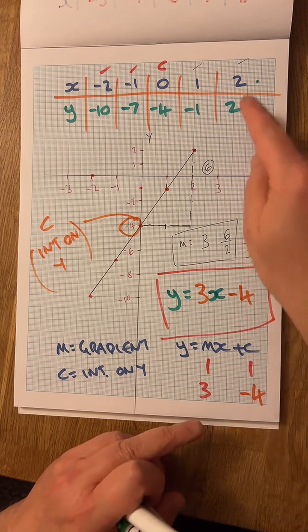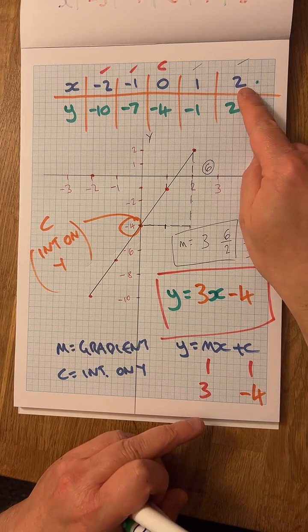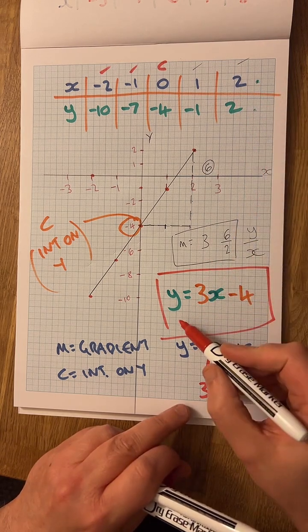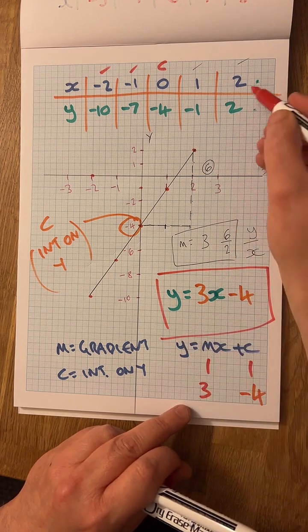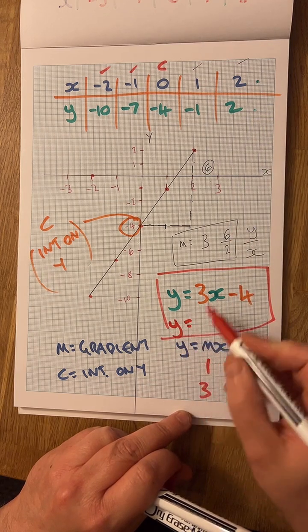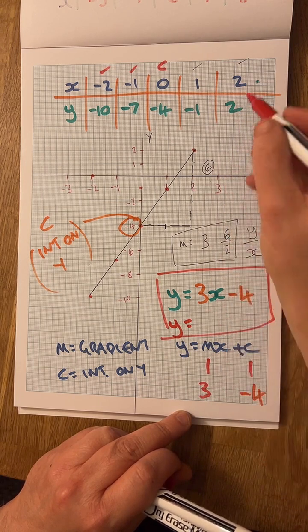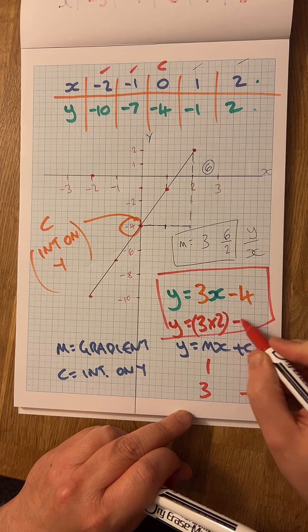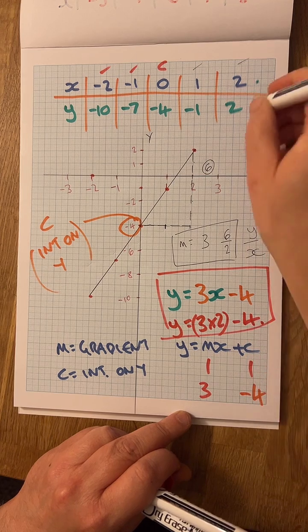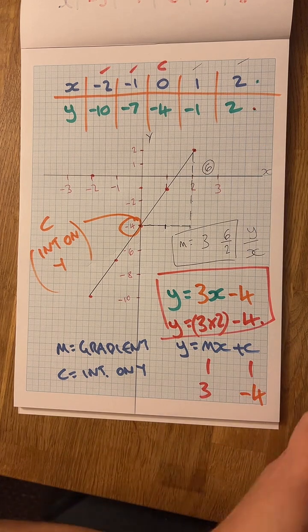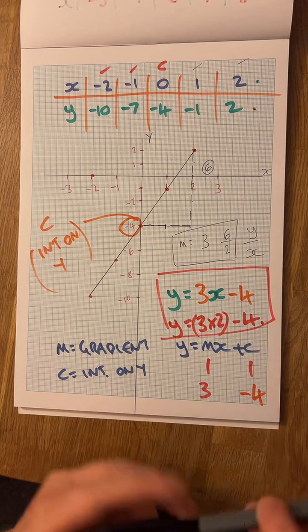Let's work it out. 3 times 2 is 6, take away 4. So if I want to find these numbers, when x is 2, what is y going to be? Well, y is going to be 3 times 2, which is 6. Take away 4 gives me 2. That's the law of that line. You'll see it everywhere. Straight line graphs.